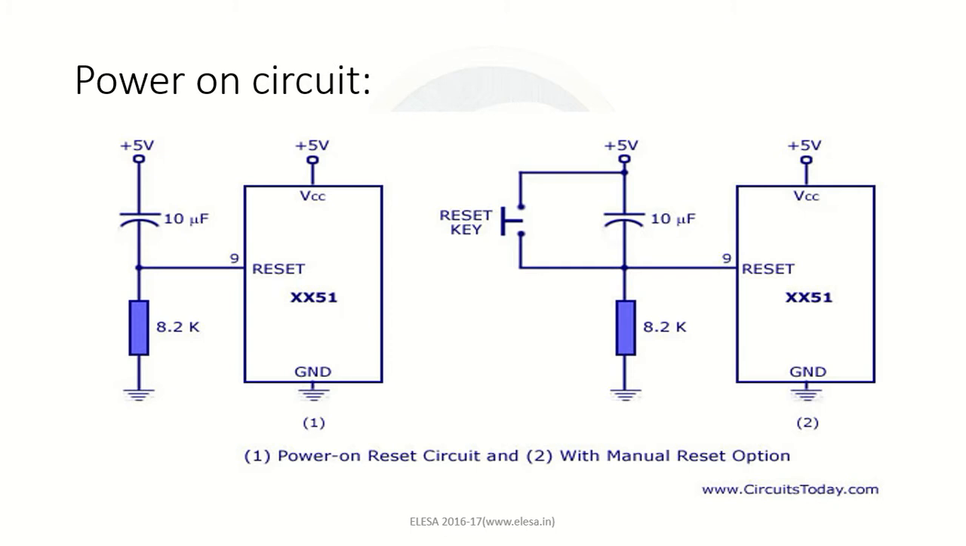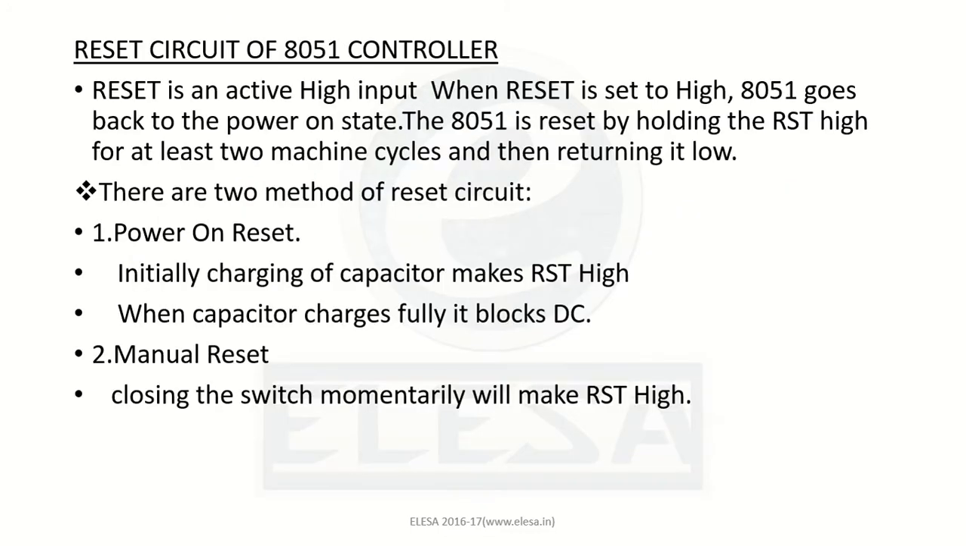Now here we can see two different types of circuits of the reset pin. We have the power on reset circuit without any manual control, and the second one is the manual reset option, wherein we can see a push button or called as a reset key. Now the reset key is an active high input. When the reset is set to high, 8051 goes back to the power on state. So in order to reset the 8051, the pin should be held high for at least 2 machine cycles.